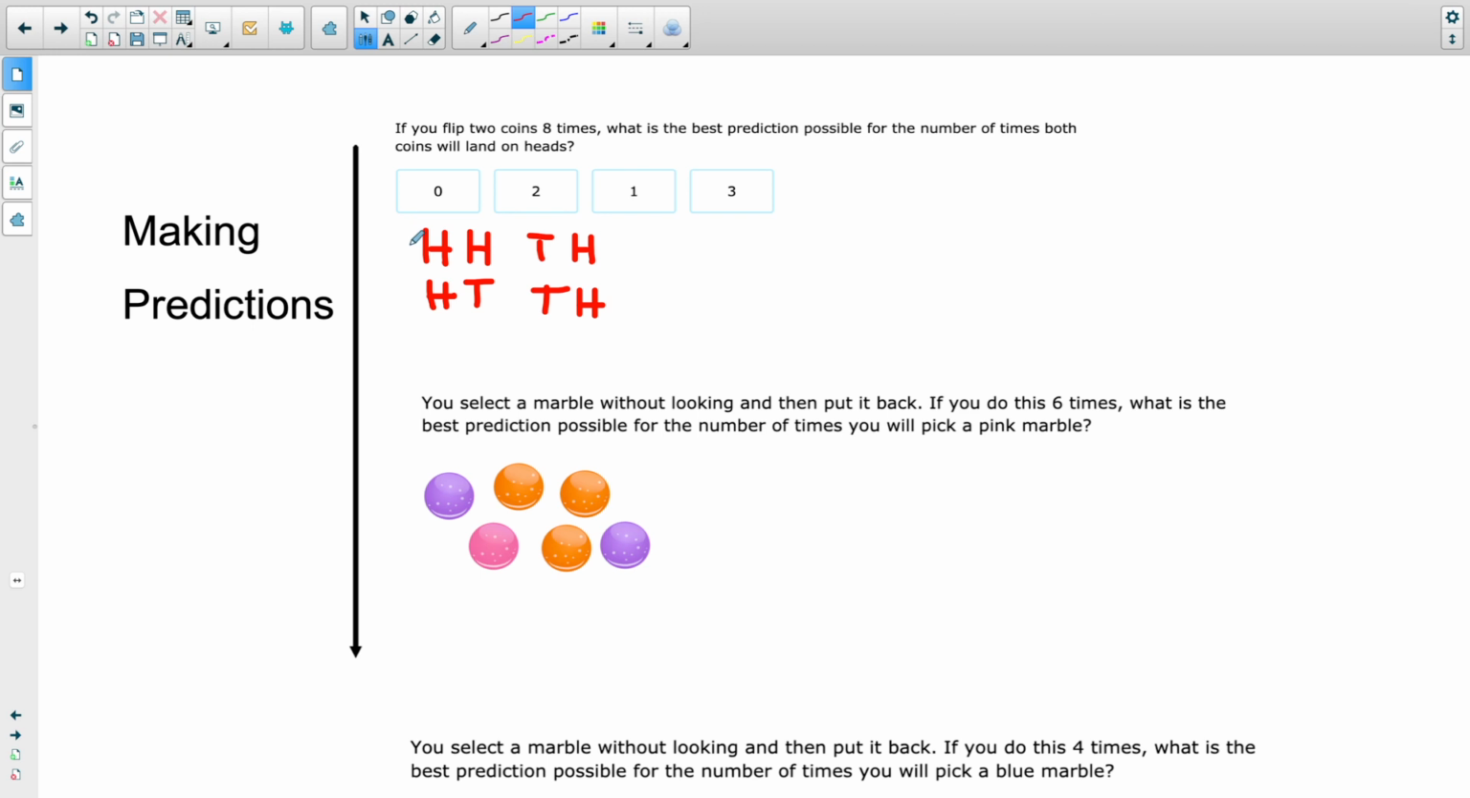So I expect to get both on heads 1 out of 4 times. But if I'm tossing it 8 times, this is going to be a proportion. If I tossed it 8 times, how many times would it get heads? What am I multiplying by? 2, right? So multiply by 2. I would expect that out of 8 times, I would get heads twice.